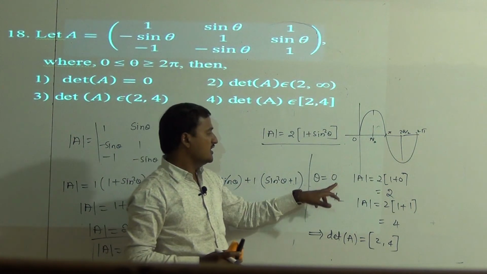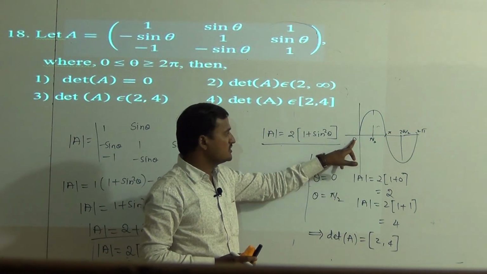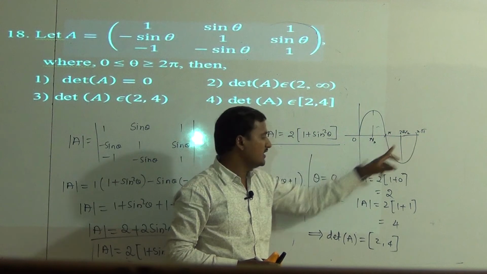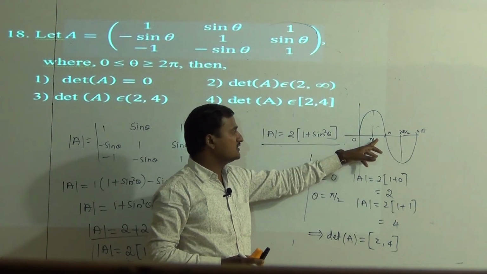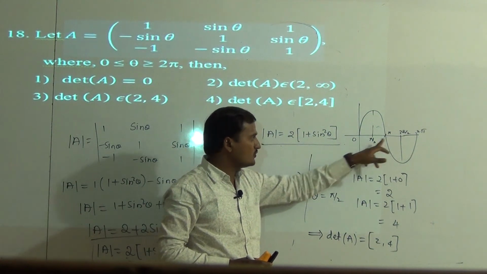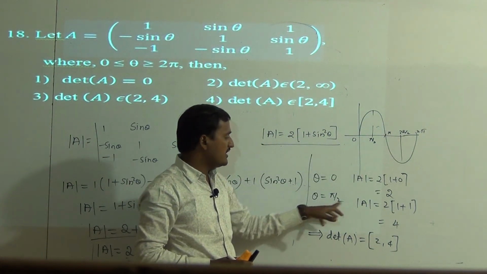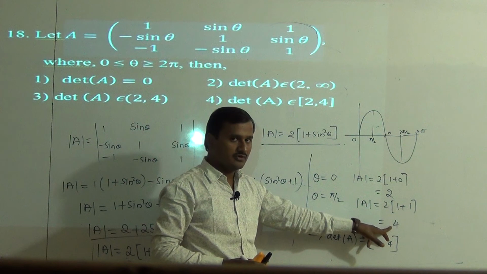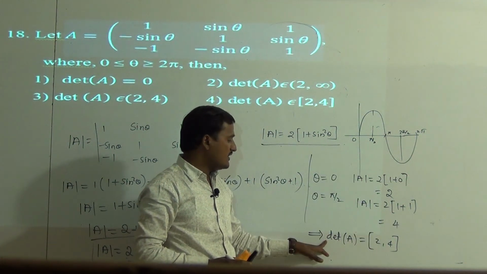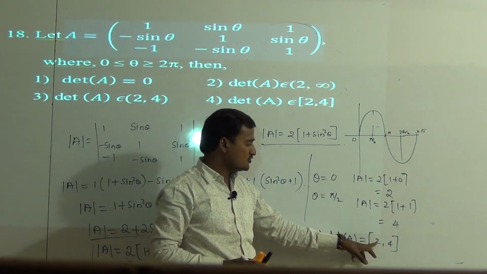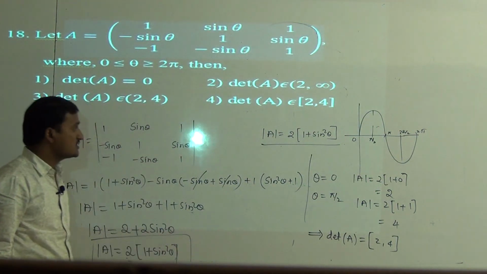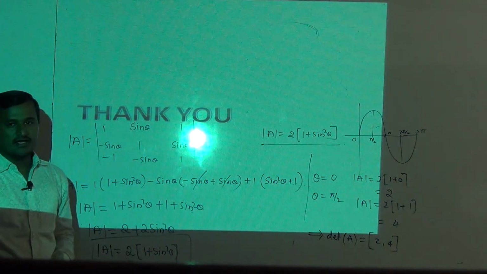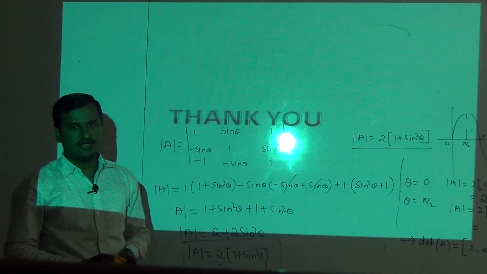because if you take theta equal to 0, pi and 2 pi, then the value of the determinant is equal to 2. If you take the value of theta equal to pi by 2 and 3 pi by 2, the value of the determinant is equal to 4. Therefore the value of the determinant is equal to closed interval 2 comma 4, right? So up to this is over, and remaining we will continue in the next class. Thank you.